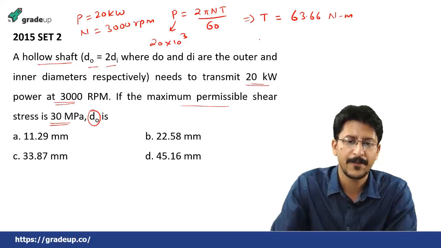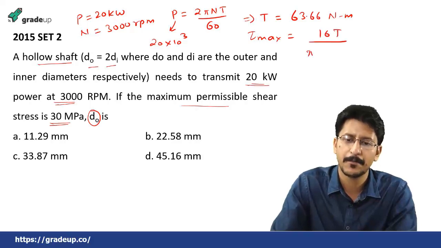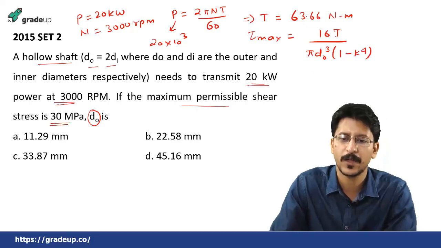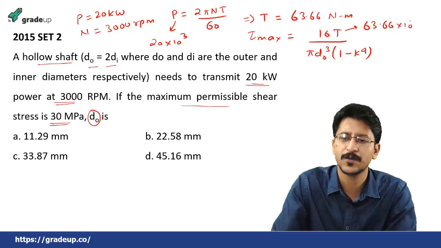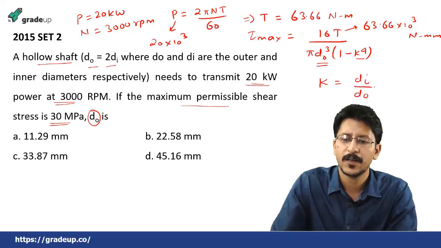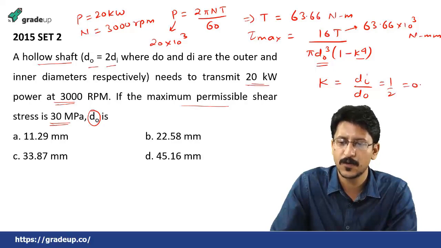Okay, and we know that tau max is equal to 16T upon pi d naught cube into (1 minus k to the power 4). This T is known to you, but this will be 63.66 into 10 to the power 3 Newton mm. d naught you need to find out, and k is equal to di by d naught, that is equal to 1 by 2, which is equal to 0.5.